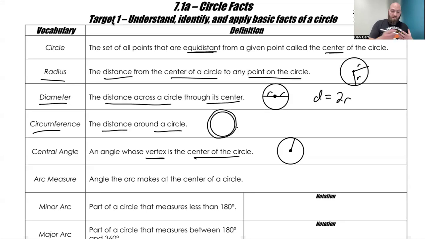Now when I draw this in, here's my vertex at the center. So this is the central angle. This is my vertex right here. Notice it's made up of 2 radiuses. That's the other part of that.